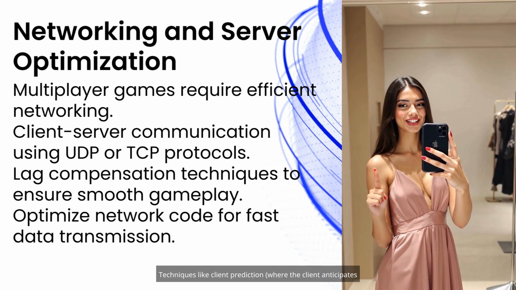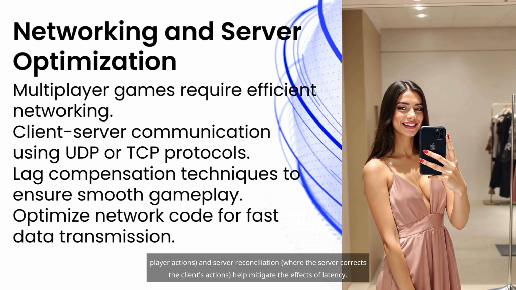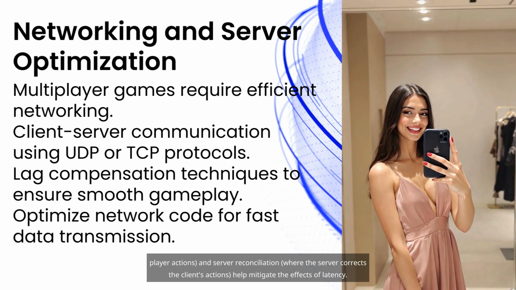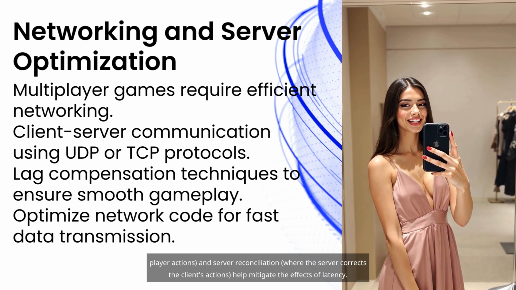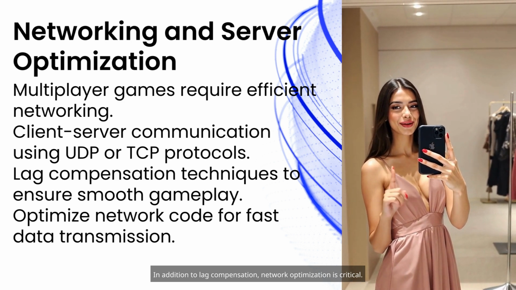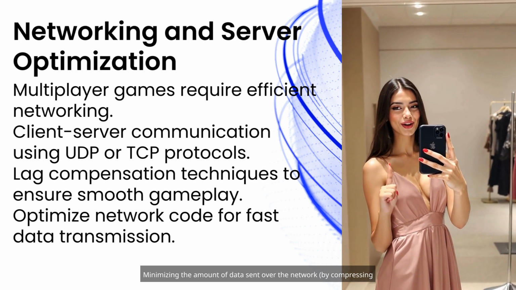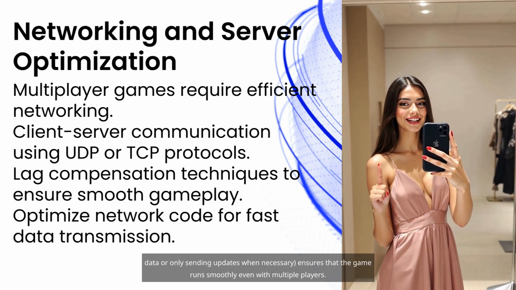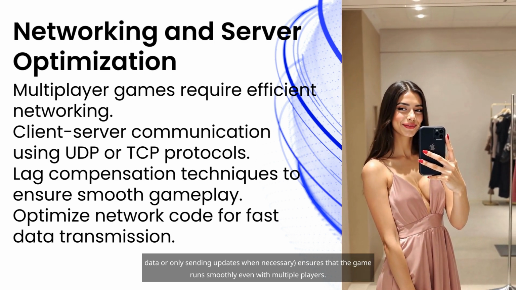Techniques like client prediction, where the client anticipates player actions, and server reconciliation, where the server corrects the client's actions, help mitigate the effects of latency. In addition to lag compensation, network optimization is critical. Minimizing the amount of data sent over the network by compressing data or only sending updates when necessary ensures that the game runs smoothly even with multiple players.